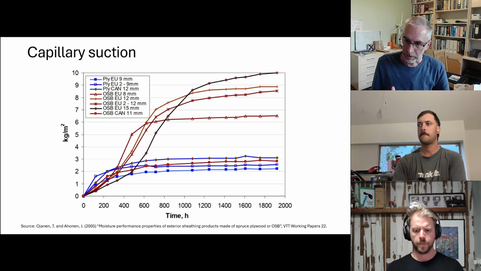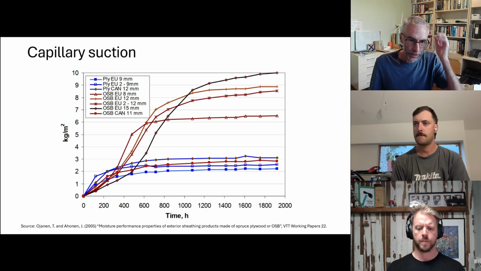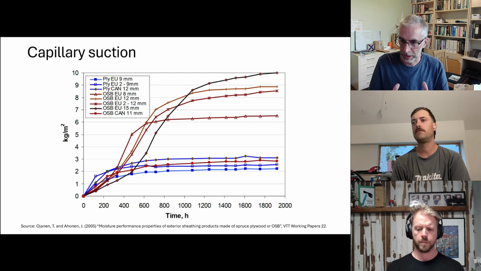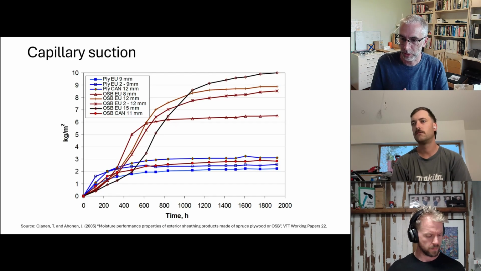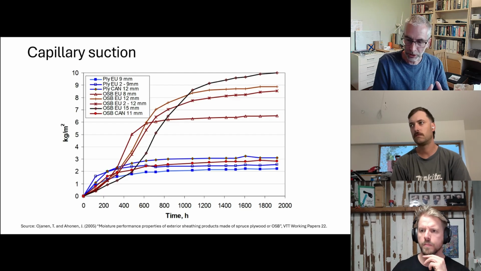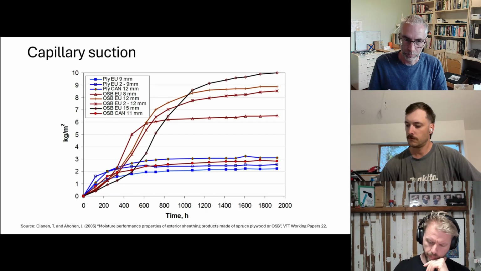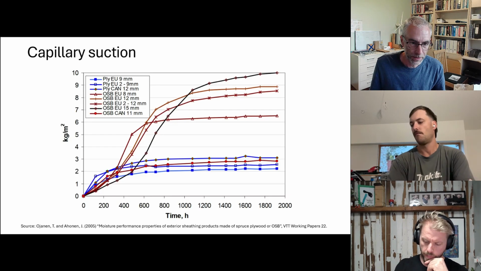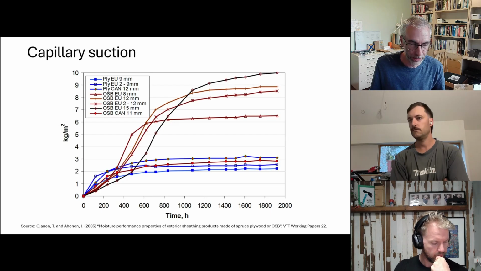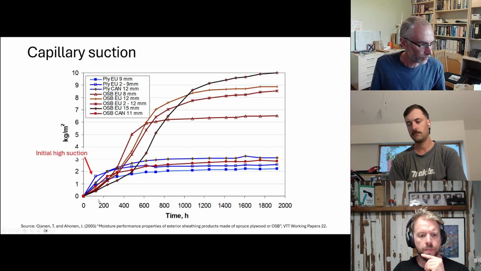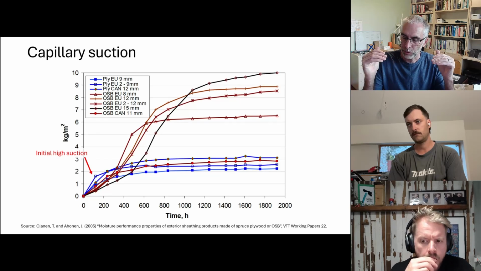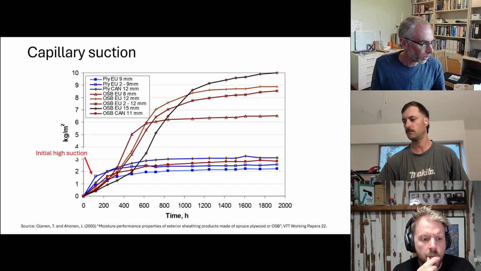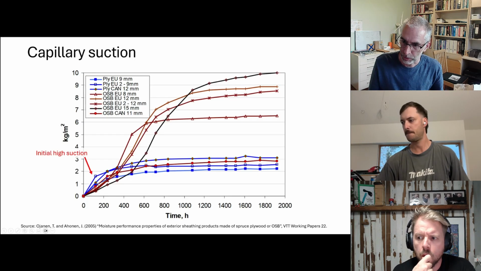And this, again, is a graph from that Finnish study and illustrates over time what happened to the total mass of water per square metre that was accumulated within a sample of OSB and ply products. The blue lines here are ply, different ply options, and the black and the brownie, or reddish type lines, are different OSBs. We have two clear groups of product there. And if we look firstly at the first week or two that these samples were submerged or sat on a pool of water, you get higher initial suction from the ply products, those in blue.